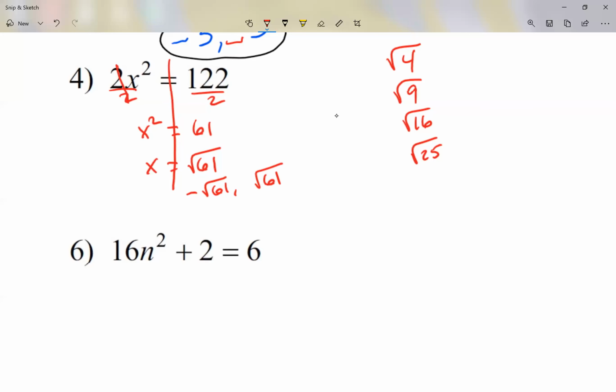If this was on paper, that would be my answer. Now, the way I'm going to type this will be negative SQRT. That's for negative square root of 61, comma, SQRT. That means square root of 61. Don't forget to open and close parentheses. Notice my 61, I put it inside parentheses. So negative square root of 61, positive square root of 61.